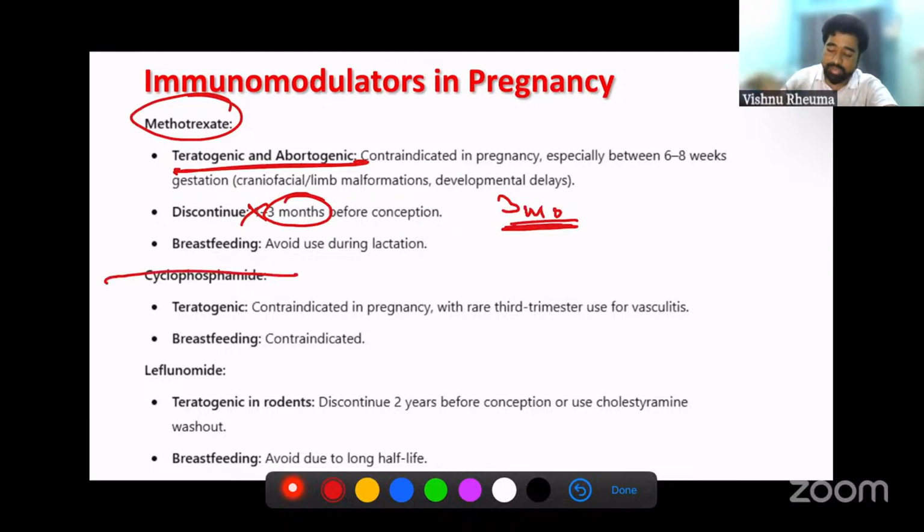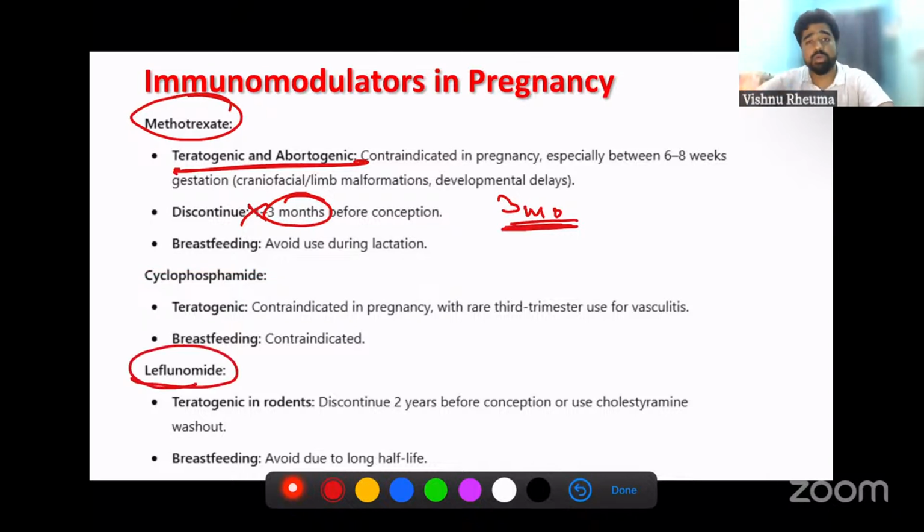Same with cyclophosphamide, contraindicated. Rarely you give it in the third trimester because all the organs have formed. Then you can give it, especially if it's very urgent, like in vasculitis or very severe lupus nephritis. But otherwise, it's contraindicated in pregnancy.